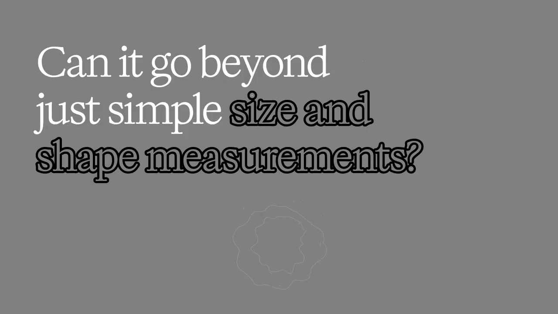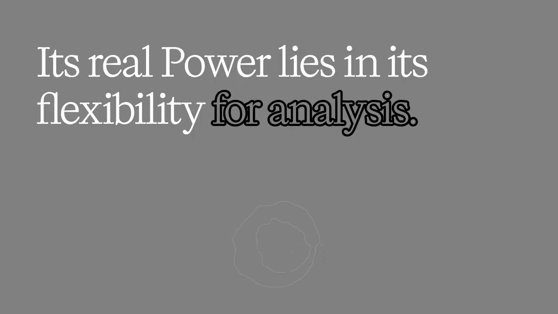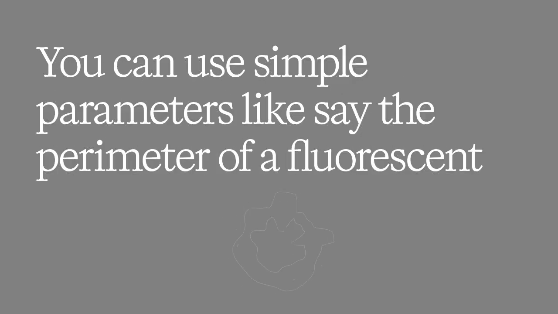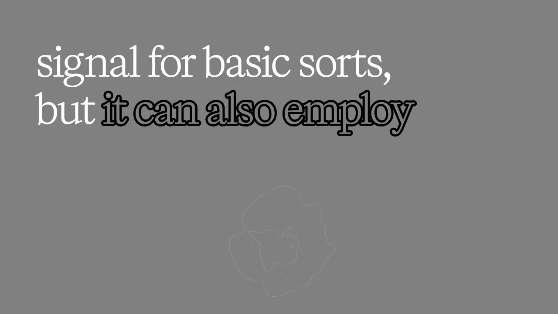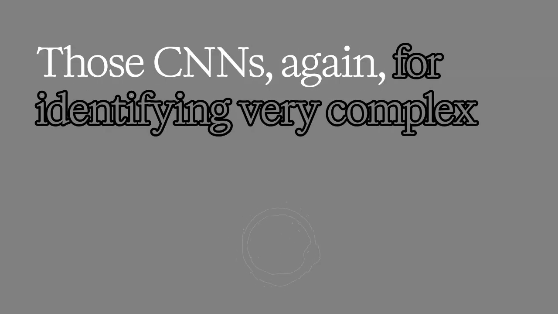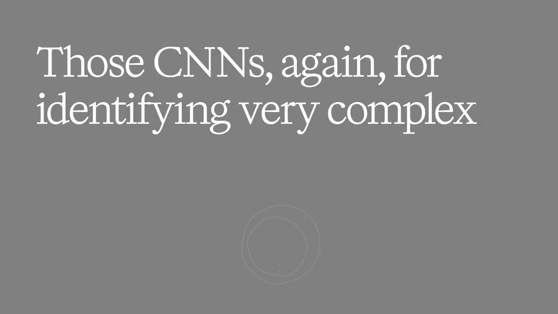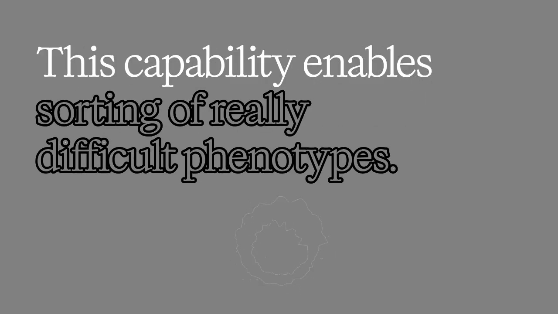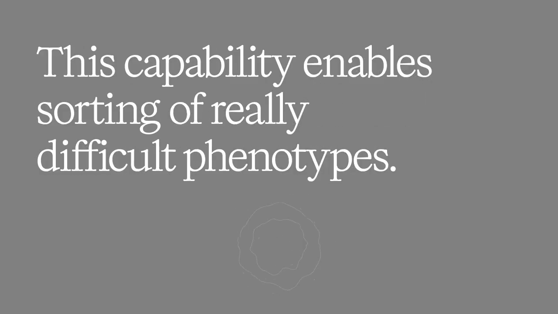Can it go beyond just simple size and shape measurements? Oh yes, its real power lies in its flexibility for analysis. You can use simple parameters like, say, the perimeter of a fluorescent signal for basic sorts. But it can also employ sophisticated pre-trained deep learning models, those CNNs again, for identifying very complex subcellular features. Like what kind of features? Well, this capability enables sorting of really difficult phenotypes.